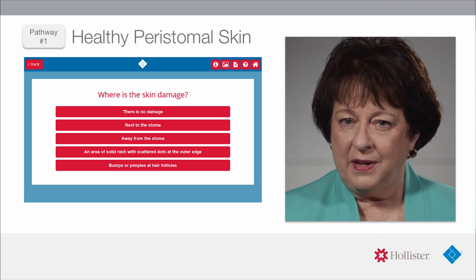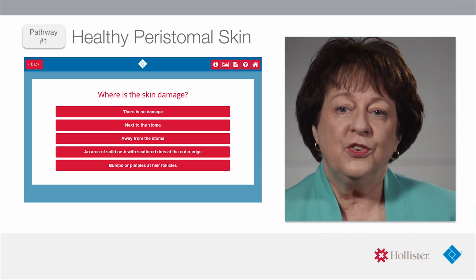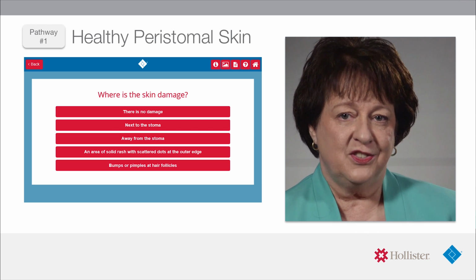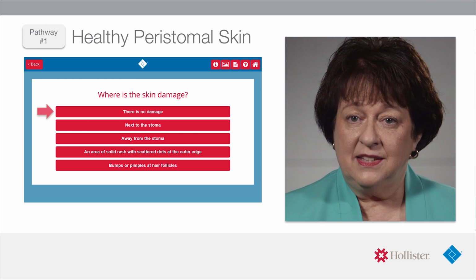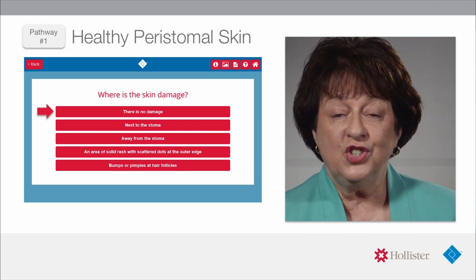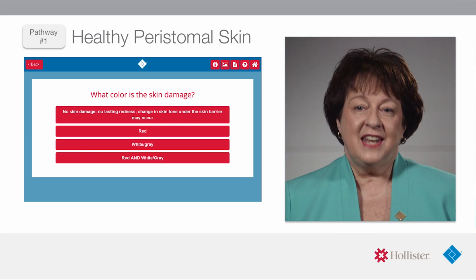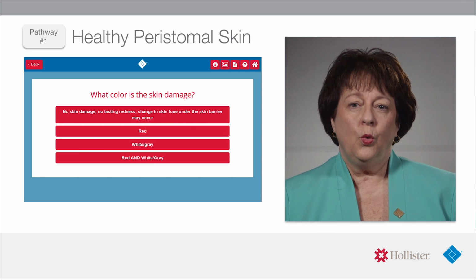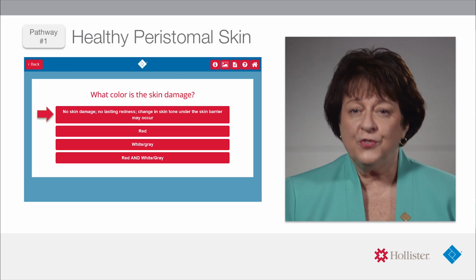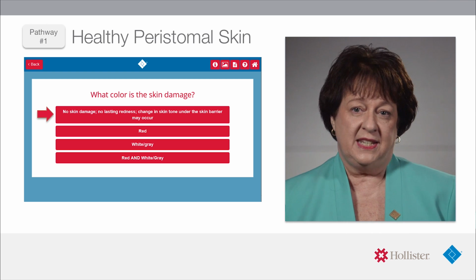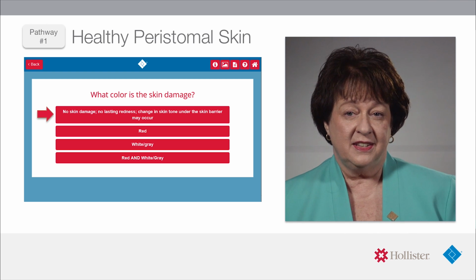After clicking the Start button on the previous page, the first question you will see asks you, where is the skin damage? In this case, we will select that there is no skin damage. The next question we will be asked is, what color is the skin damage? In this case, we will select the first option of no skin damage and no lasting redness.